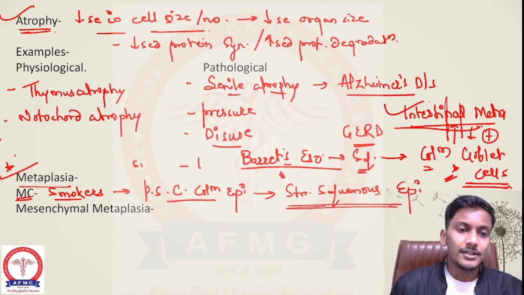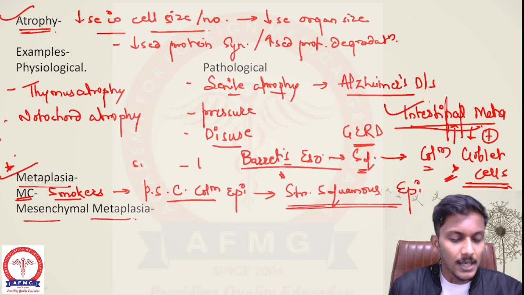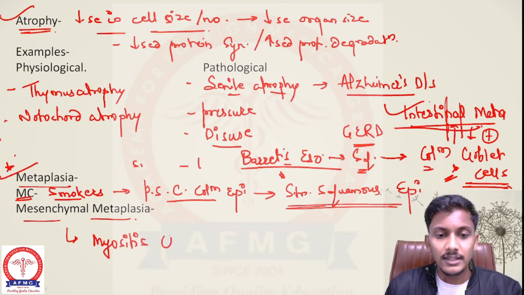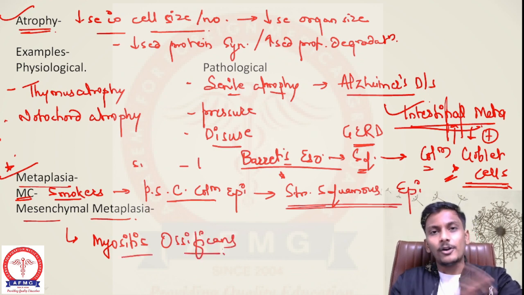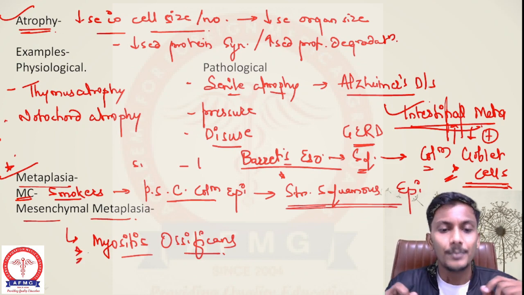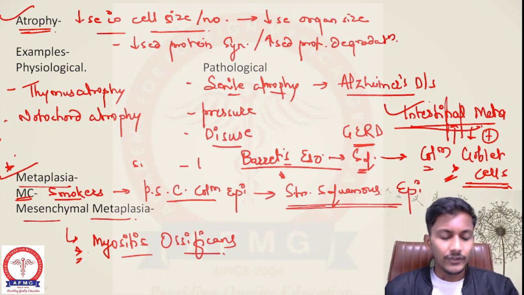Then, talking about the last one, mesenchymal metaplasia. Mesenchymal is connective tissue metaplasia. What is the classical example of mesenchymal metaplasia? Please remember, it is nothing else but myositis ossificans. What happens in myositis ossificans? Due to rubbing after a fracture, if you keep on rubbing the muscles, that leads to ossification in the muscle. So there is bone formation inside the muscles, and that is a classical example of mesenchymal metaplasia, myositis ossificans.